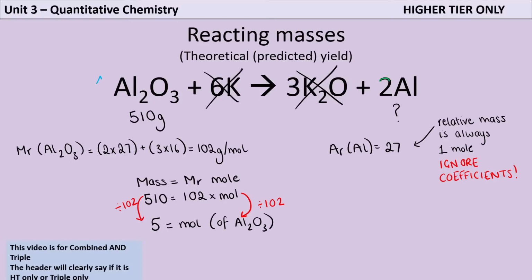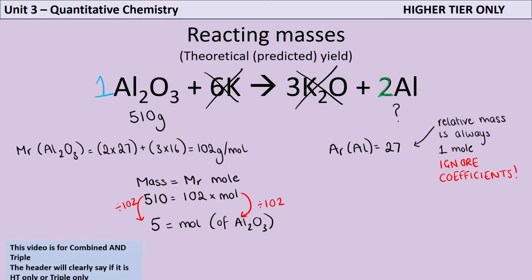Okay, so then we're going to look at these coefficients. Now, I've just drawn in a bright blue 1 in front of the aluminium oxide, because we know that chemists are lazy, we don't write the number 1, but it's just so that when I do my calculation, you can kind of see where it's coming from.